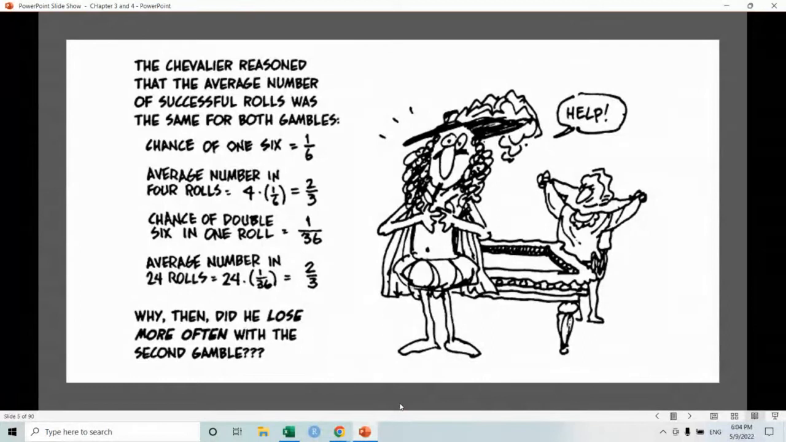The Chevalier reasoned that the average number of successful rolls was the same for both gambles. Chance of one 6 equals 1/6. The average number in 4 rolls equals 4 times that 1/6 probability, which is 2/3. So the chance of a double 6 in one roll, so two 6s out of 36 possible combinations, is 1 out of 36. So the average number in 24 rolls should be the same, right? 24 times 1/36 equals 2/3. What he wanted to know is why, when he was playing craps, which is the 2 dice game, I assume that it was modeled off of, why did he lose so much?